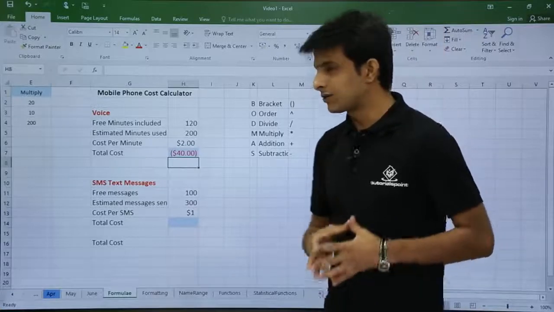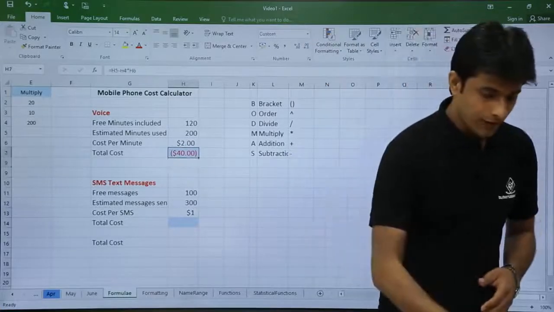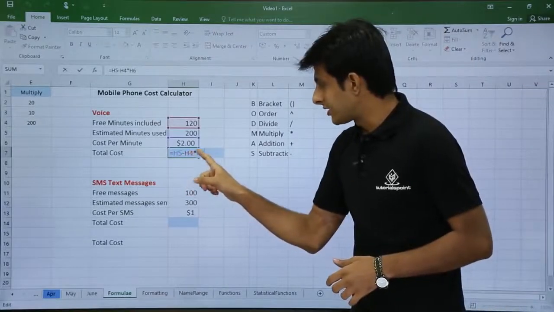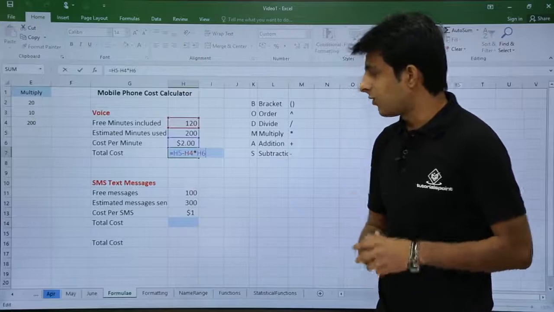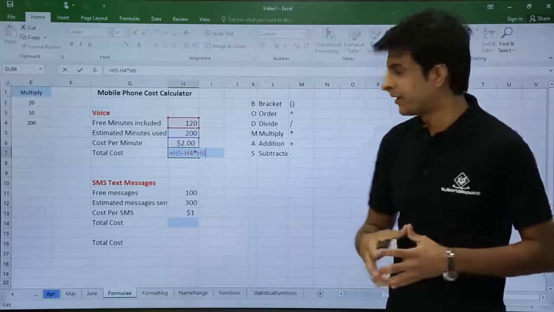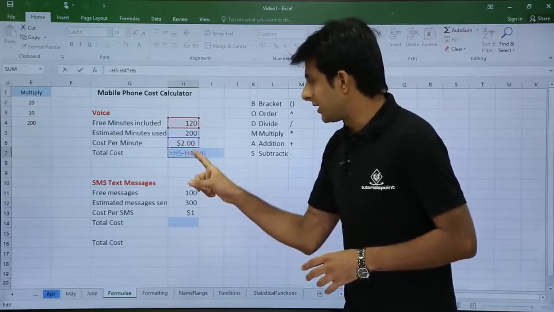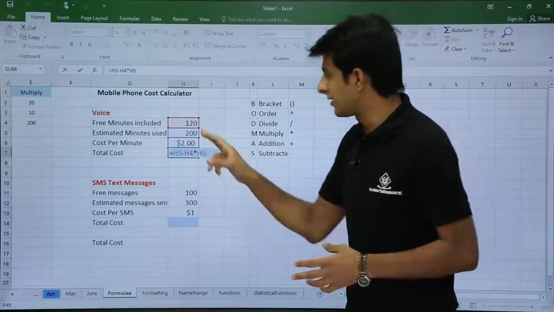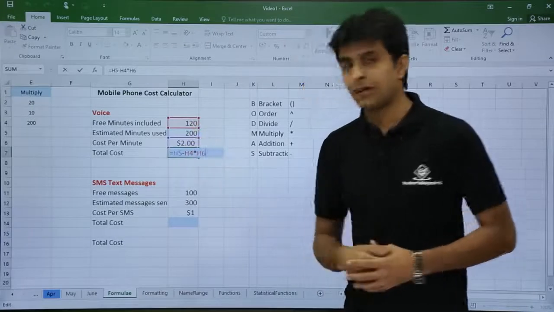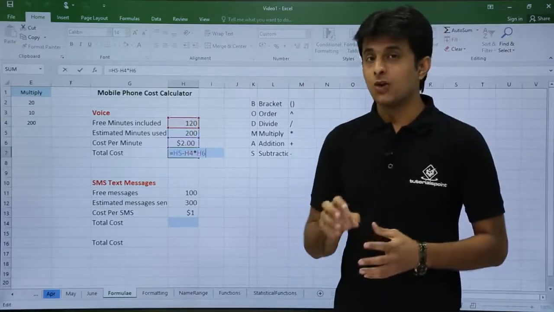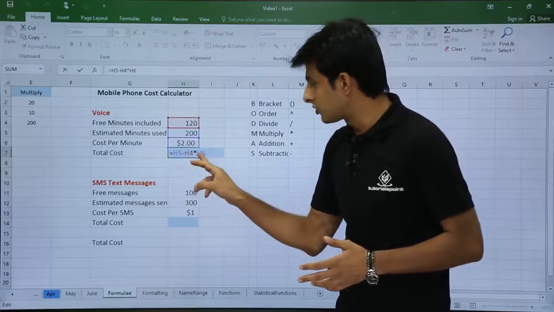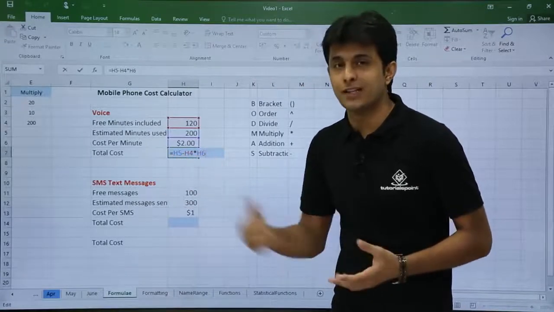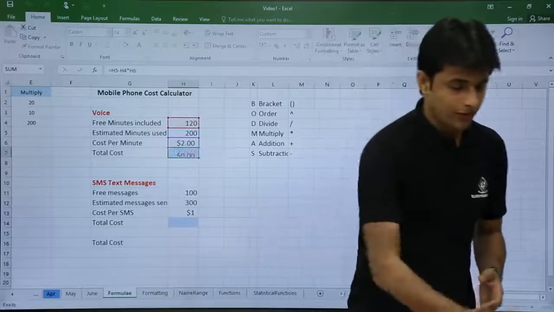So, what is the reason behind it? If I go back to the function and see here, H5 minus H4 multiplied by H6. Let us find out what the problem is. It has multiplied H4 by H6. So, H4 multiplied by H6 means 120 multiplied by $2, that is 240. Now, H5 minus 240 means 200 minus 240, which is minus 40. So, the answer I got was minus $40.